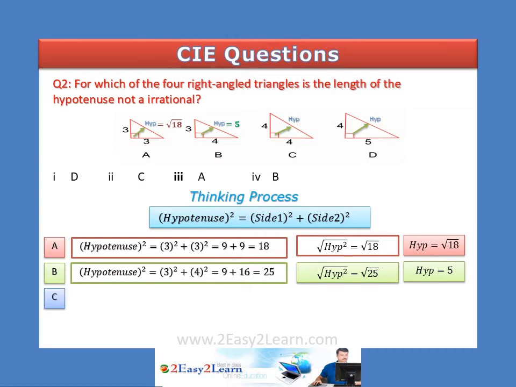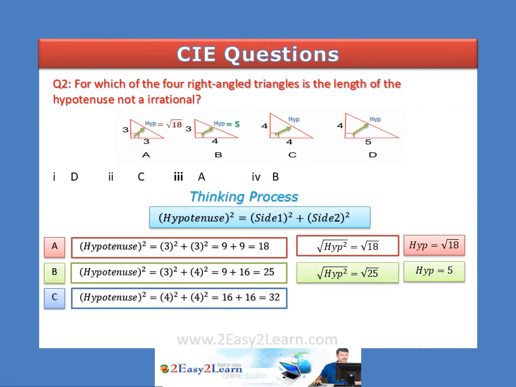Triangle C. Square of hypotenuse is equal to square of 4 plus square of 4, which is equal to 32. Take square root of both sides. Therefore hypotenuse equals square root of 32, which is an irrational number.